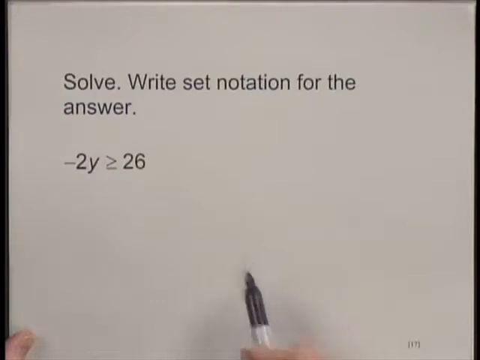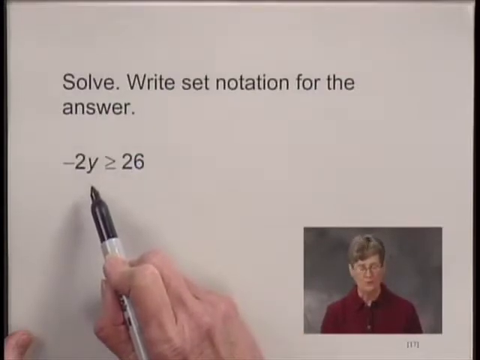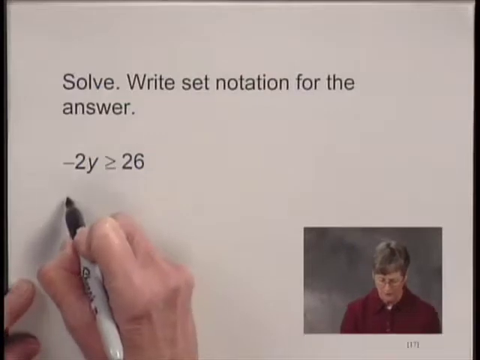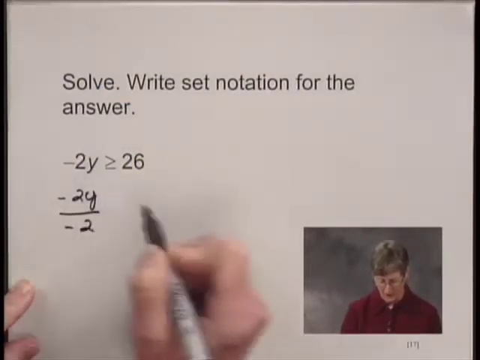In this exercise, we have the inequality negative 2 times y is greater than or equal to 26, and we want to solve the inequality and write set notation for the answer. Now, to get y alone on the left-hand side of this inequality, I can divide both sides by negative 2. So on the left, I'll have negative 2y divided by negative 2.